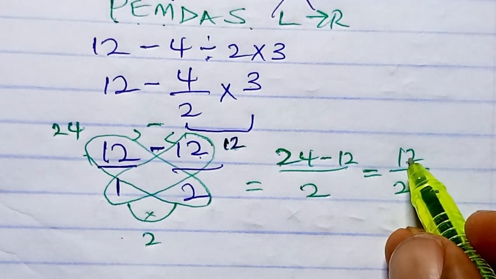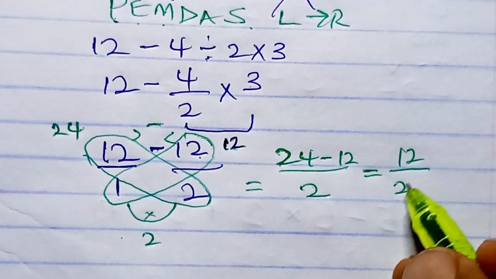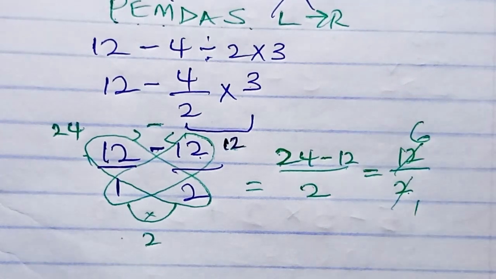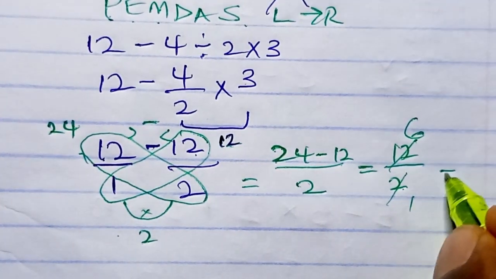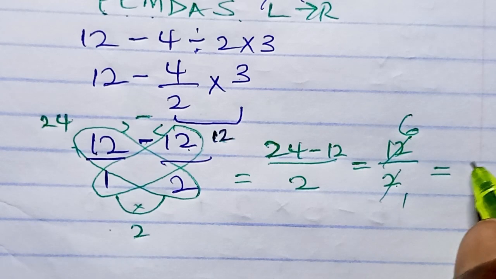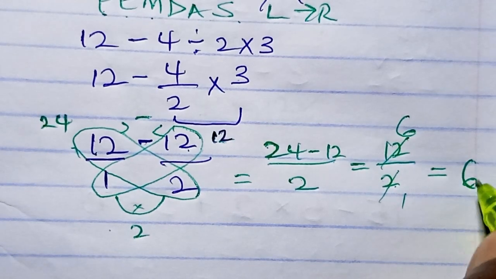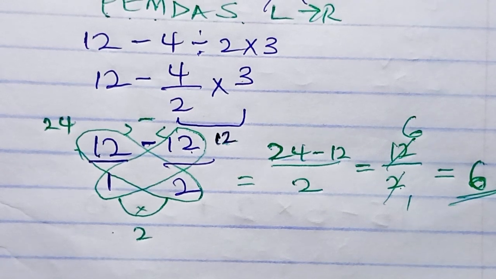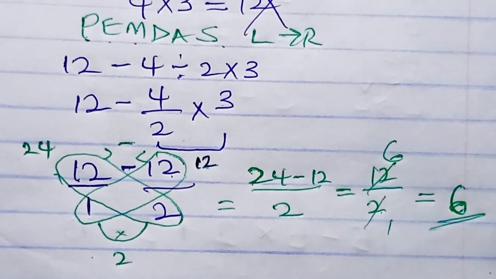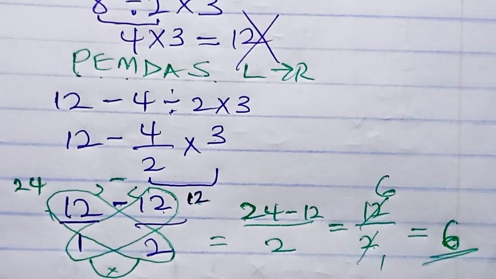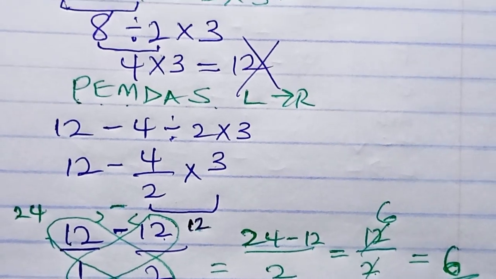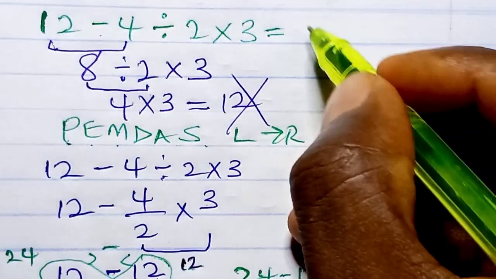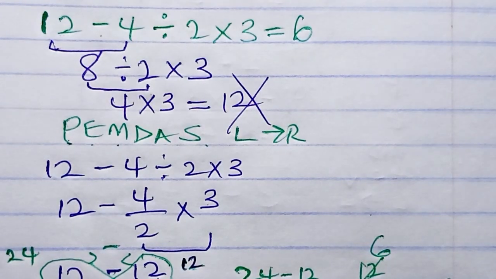Now 12 divided by 2, 2 into this is 1, 2 into this 12, this is going to give us 6. So our final answer is what? 6. This is our final answer. So the final answer to this question is 6. So our final answer is 6.